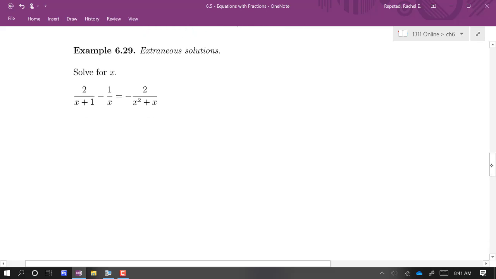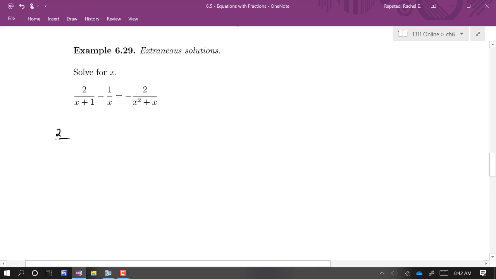So let's try this one. There's a little note that says extraneous solutions at the beginning. We're going to work through this problem, and then we'll talk about what extraneous solutions means. We need to start by factoring. Now, the first two denominators are already factored, but that last one, x squared plus x, will factor.